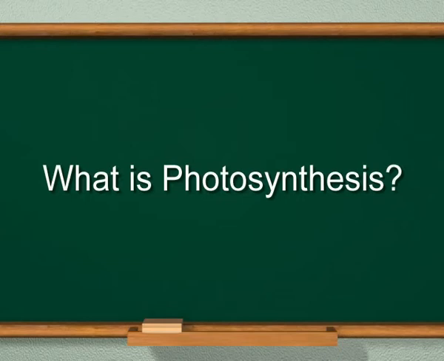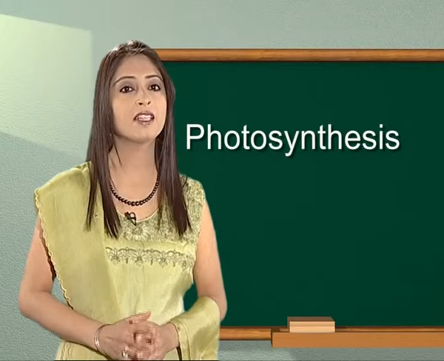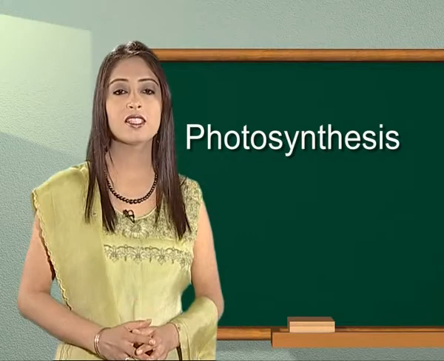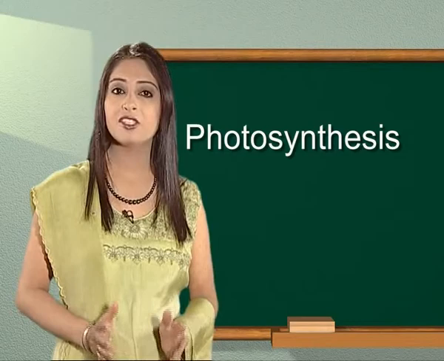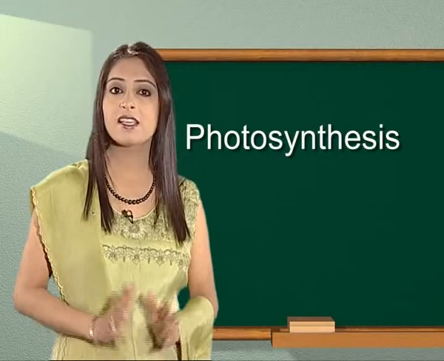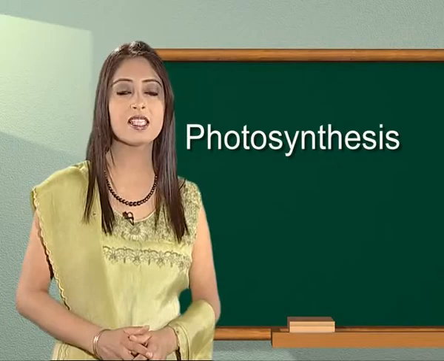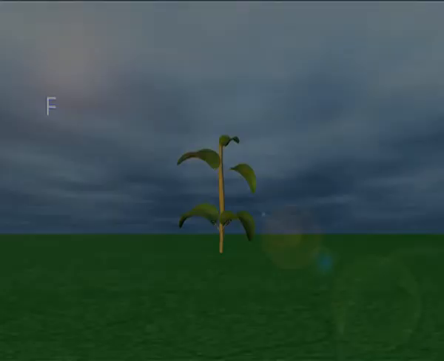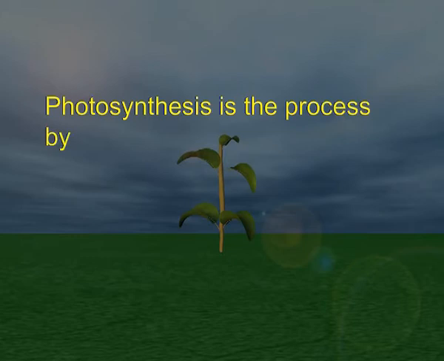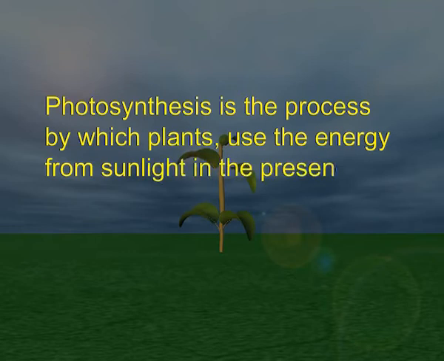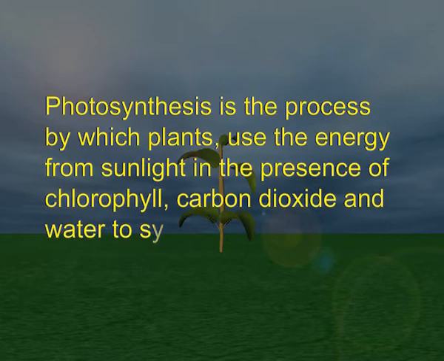Photosynthesis is performed by the plants to produce their own food. The process of photosynthesis requires direct sunlight, carbon dioxide, and water. But it is a complex process and involves a series of reactions. Let us have a look at how this process happens. Photosynthesis is the process by which plants use the energy from sunlight in the presence of chlorophyll, carbon dioxide, and water to synthesize organic food.